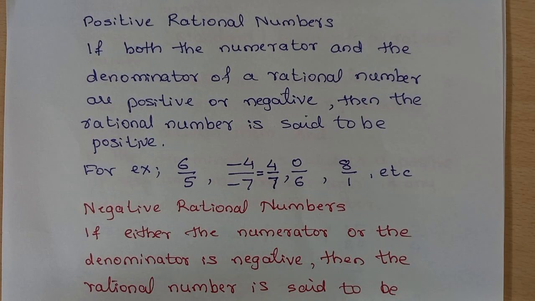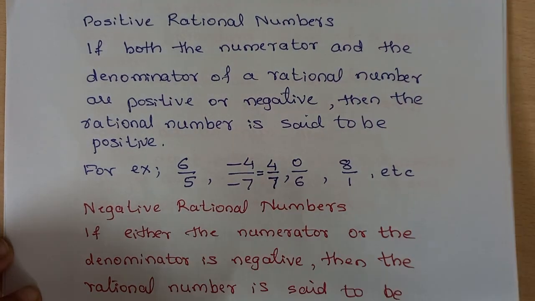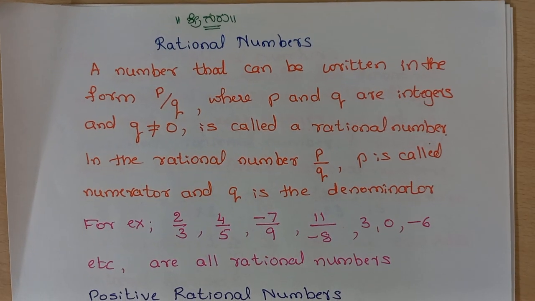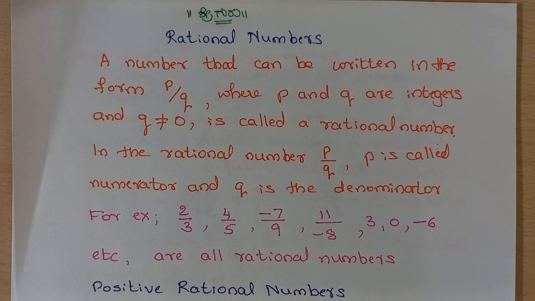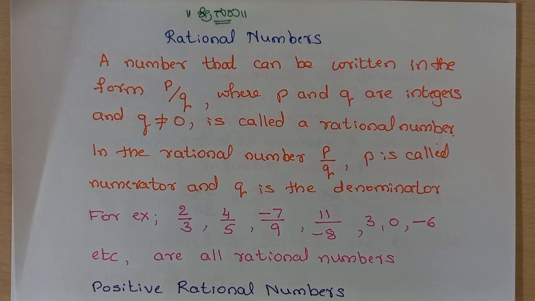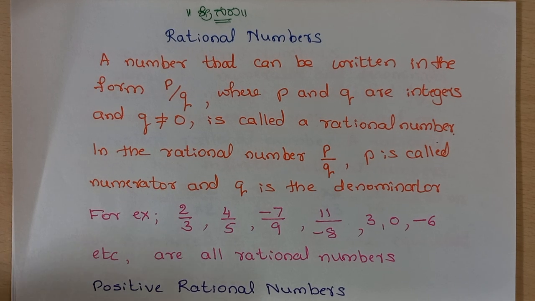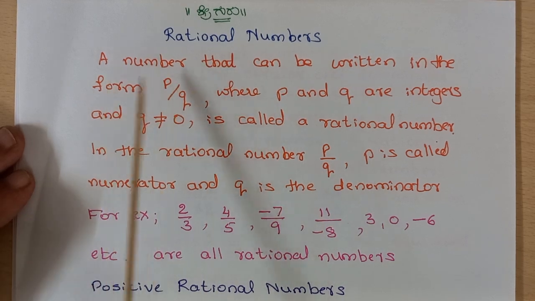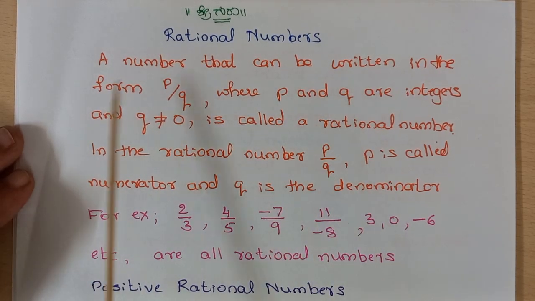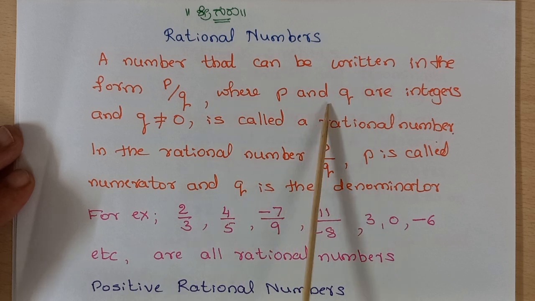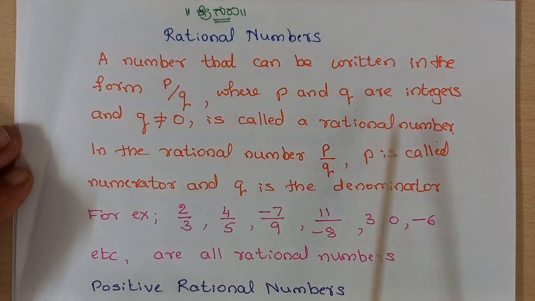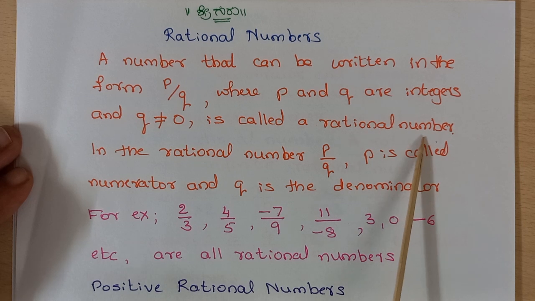Next we study the family of rational numbers. When we say that I have 1 rupee and half rupee, I have eaten 1.5 rotis. So here half is what? Is a fraction, part of a whole. We define rational numbers as the number that can be written in the form p by q, where p and q are integers and q not equal to 0, is called a rational number.